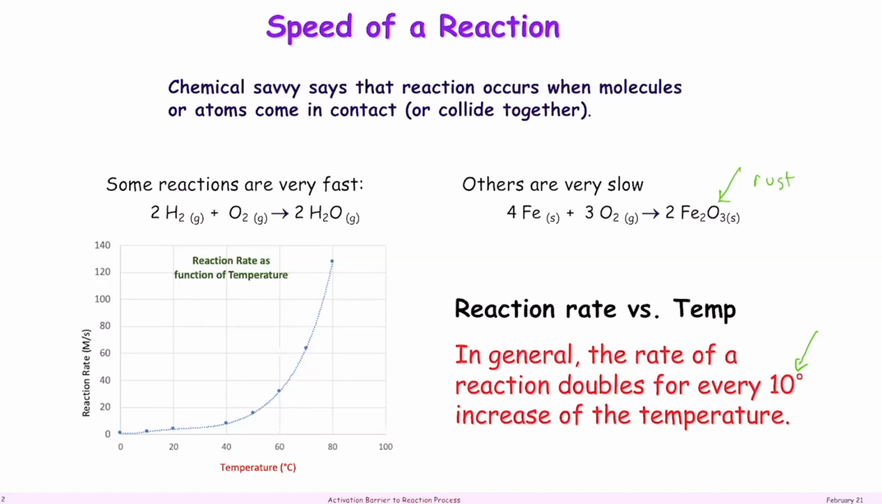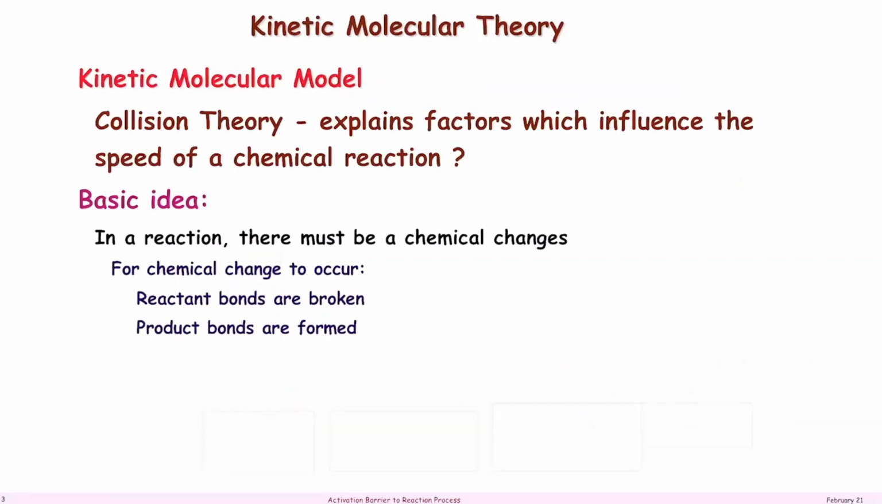So let's take a look at the kinetic molecular model. The kinetic molecular model is the theory that's presented to explain how a reaction occurs. It comes from the gas laws. And we use gas laws because in gas laws, the chemicals are not bound by intermolecular forces. That is, they don't stick together. They collide perfectly. And certain collisions will lead to product formation. So in the kinetic molecular theory, we look at collision theory, which explains the factors that affect the speed of the reaction.